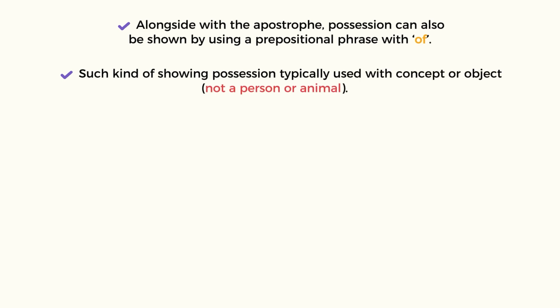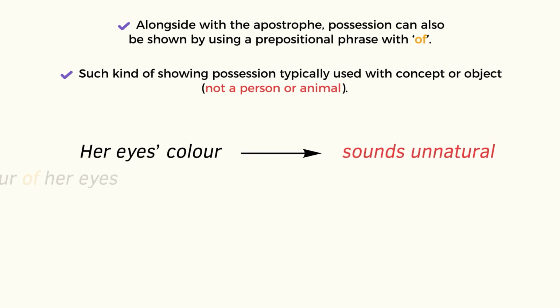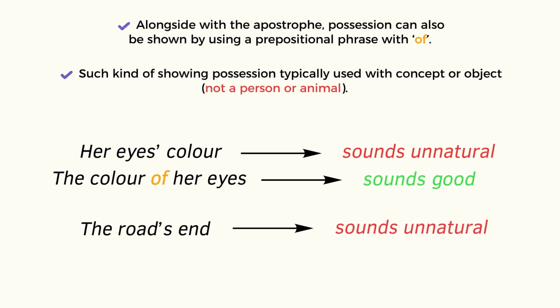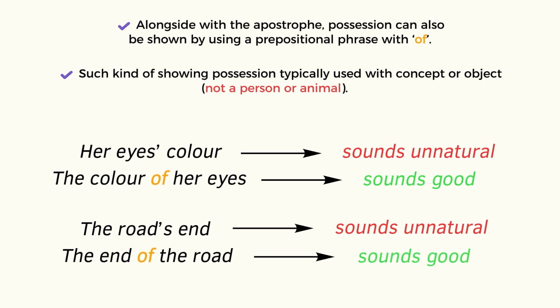For example, her eyes' colour sounds unnatural. The colour of her eyes sounds good. The road's end sounds unnatural. The end of the road sounds good.